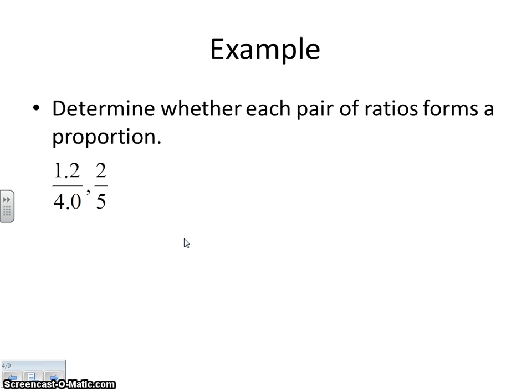Okay, so this is the second example. Now this one is not as in your face. Is it a proportion, or is it not a proportion? This is really where cross product comes into play. So we have 1.2 over 4.0 equals 2 over 5. Now, pause me for a second, and I'd like you to actually try this one with cross product and see what you get.